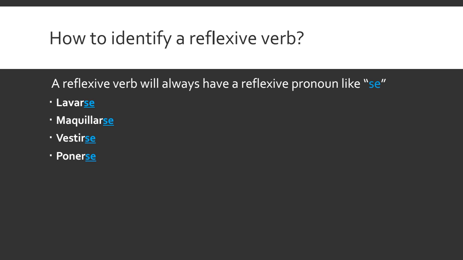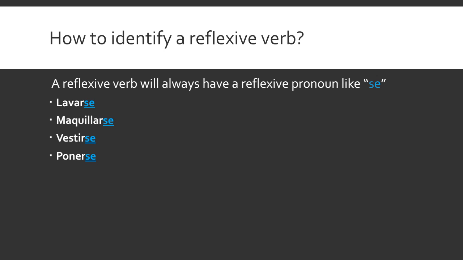All right, so we've been talking about verbs and how they can have two versions of themselves. And so I want to help you understand how to tell which version you're working with. So, how to identify a reflexive verb? Well, it's actually really easy, because a reflexive verb will always have a reflexive pronoun like se. So lavarse, maquillarse, vestirse, ponerse, all of the words on your vocabulary list. So despertarse, ducharse, lavarse, levantarse, ponerse, quitarse, they all have se on the end. So whenever a verb has a se on the end, you know that it's a reflexive verb.